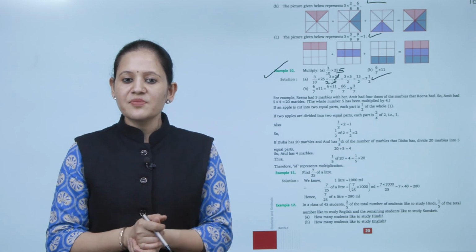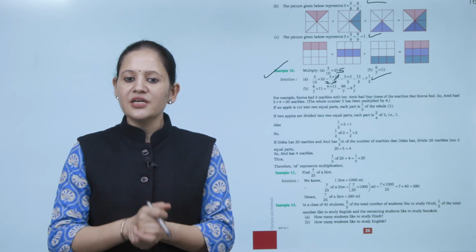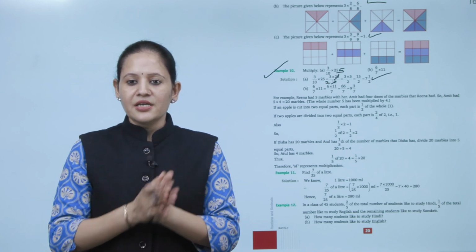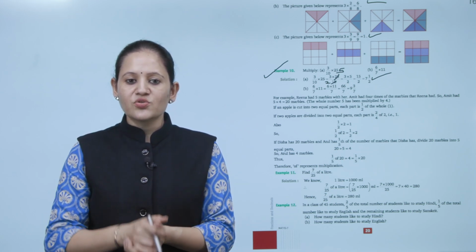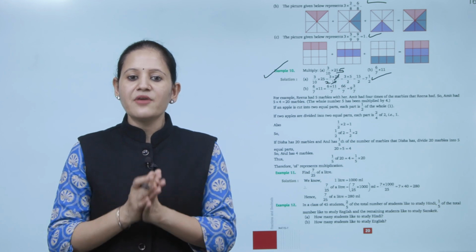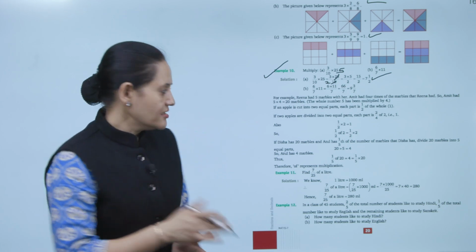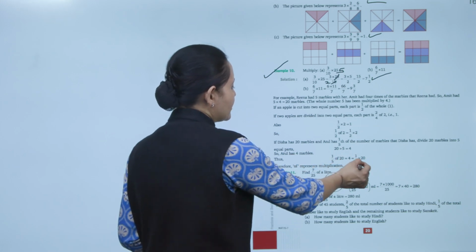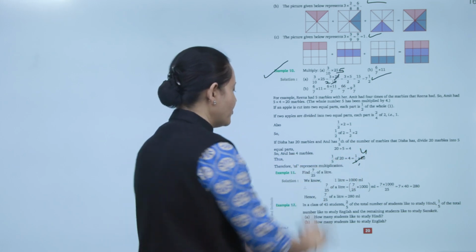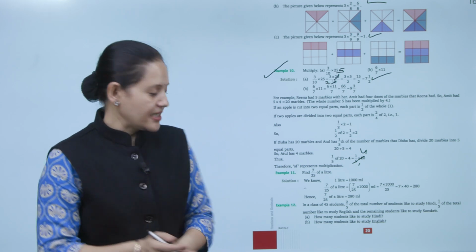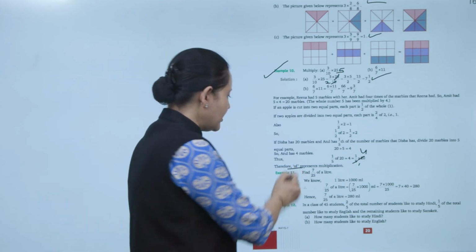If Disha has 20 marbles and Atul has 1/5 of the number of marbles that Disha has, divide 20 into 5 equal parts. So 20 divided by 5, that is 4. So Atul has 4 marbles. So 1/5 of 20 is 4. So 1/5 into 20, 5 fours are 20, 1 into 4, that is 4. Therefore, 'of' represents multiplication. 'Of' का मतलब क्या होता है?